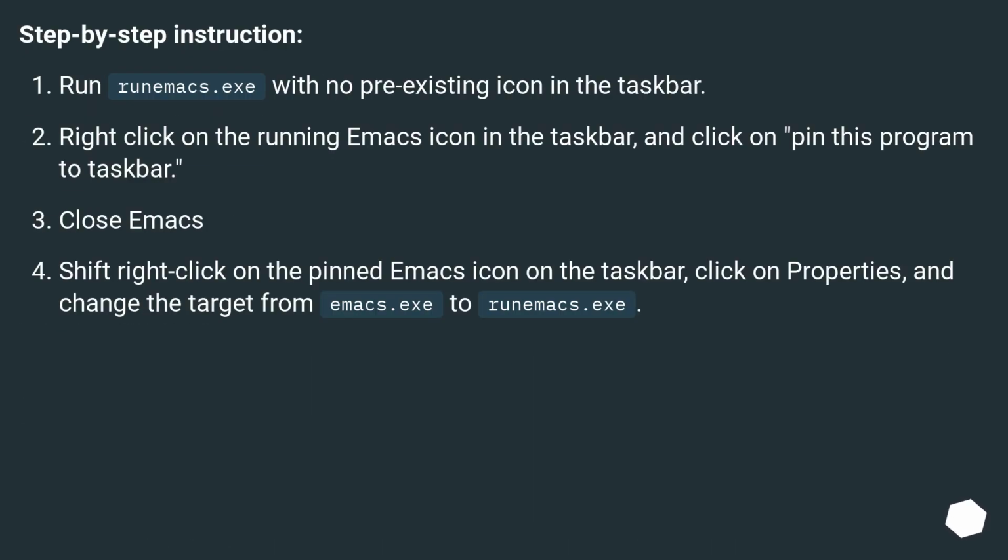Step-by-step instructions. Run emacs.exe with no pre-existing icon in the taskbar. Right-click on the running Emacs icon in the taskbar, and click on Pin this program to taskbar. Close Emacs. Shift right-click on the pinned Emacs icon on the taskbar, click on Properties, and change the target from emacs.exe to runemacs.exe.